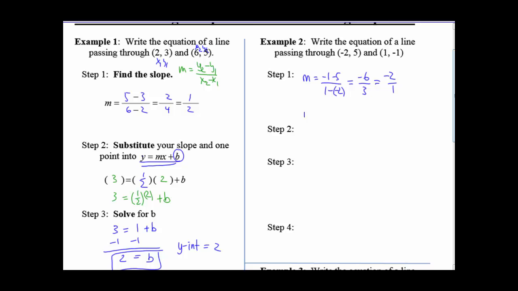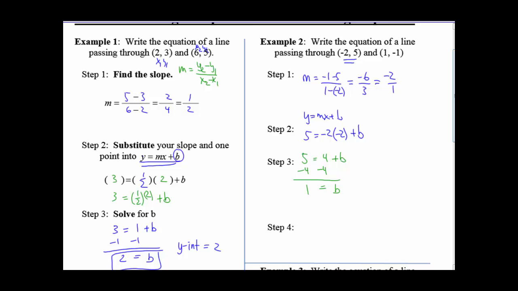So we're going to input into our equation y equals mx plus b. Let's take again this first point, negative 2, 5. We know that the y-coordinate is 5. We just found our slope of negative 2. The x-coordinate is negative 2. And then we're going to solve for b. 5 equals positive 4 plus b. If we subtract 4, b equals 1.